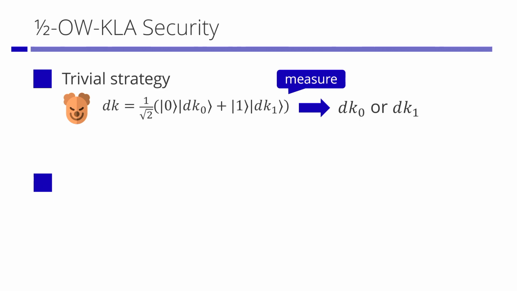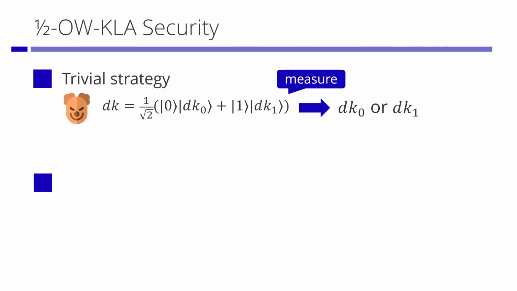So before I explain how to achieve a full one-way carrier security, I explain how to achieve half one-way carrier security, which means the adversary wins the game with at most half plus negligible probability. Okay? So we can consider the following trivial strategy.